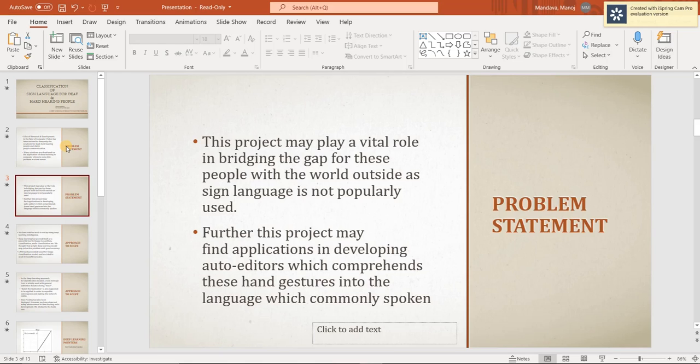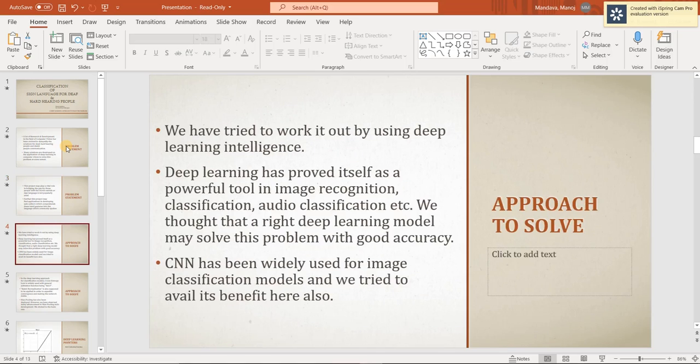Further, this project may find applications in developing auto editors which convert these hand gestures into the commonly spoken language. Nowadays, recognition of sign language has emerged as a growing area of research. Several research papers aim at hand gesture recognition through pre-processing and segmentation, feature extraction and recognition, and conversion to text.